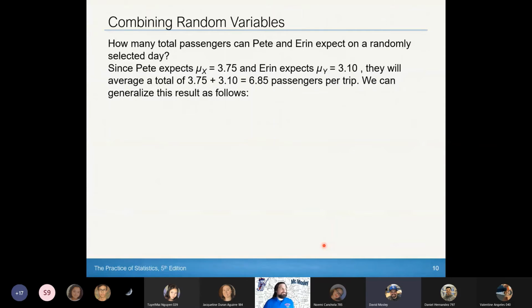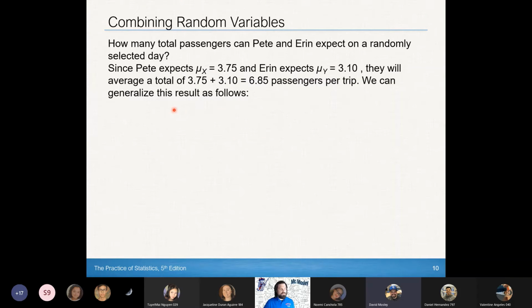First, how many total passengers can Pete and Erin expect on a randomly selected day? Pete expects 3.75 passengers and Erin expects 3.1 passengers. They will average a total of 3.75 plus 3.1 equals 6.85 passengers per trip.